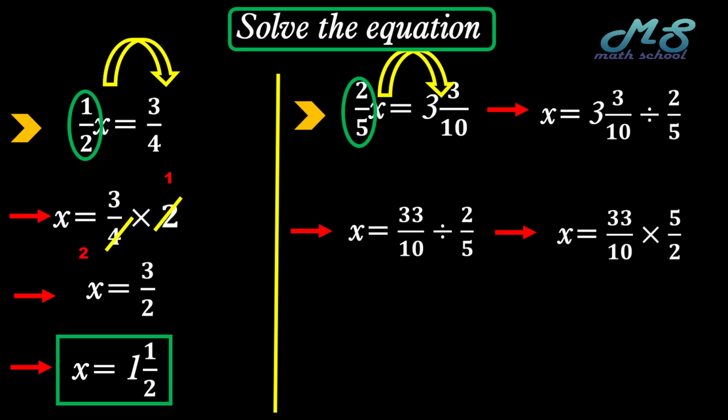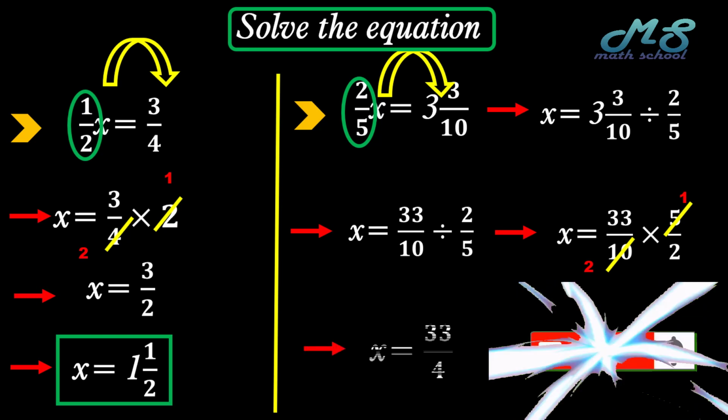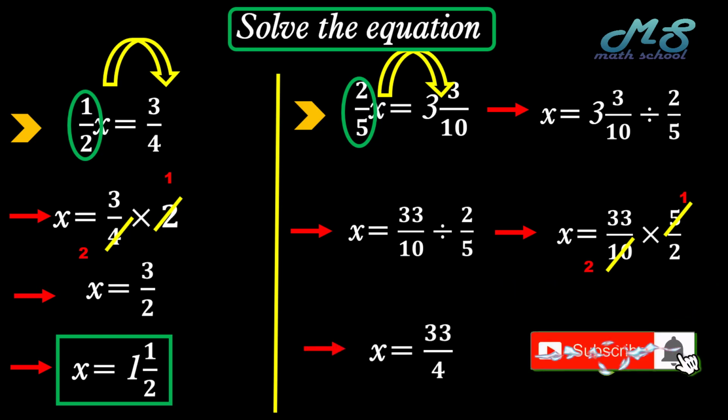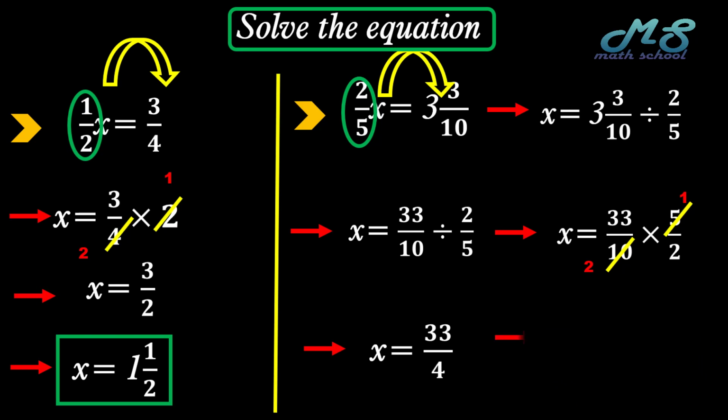Now, x, guys, equals what? 33 over 10 times 5 over 2. Cancel out common factors. We will get that x equals 33 over 4. Now write it as a mixed number. We will get that x equals 8 and 1 over 4 in the simplest form.